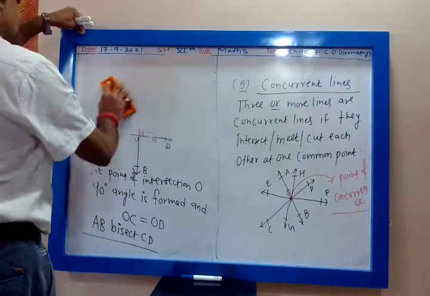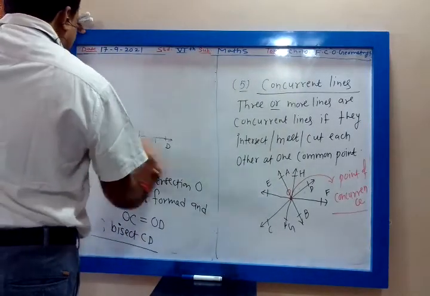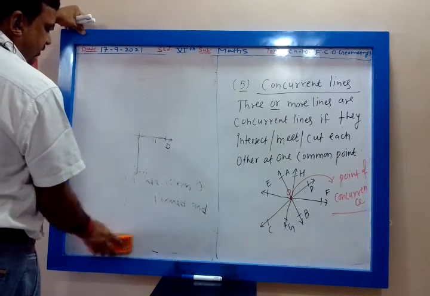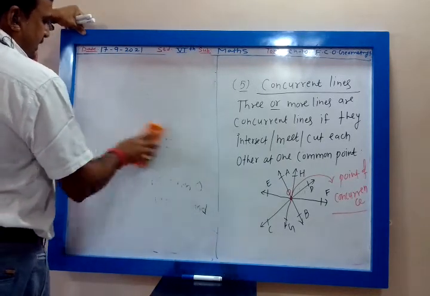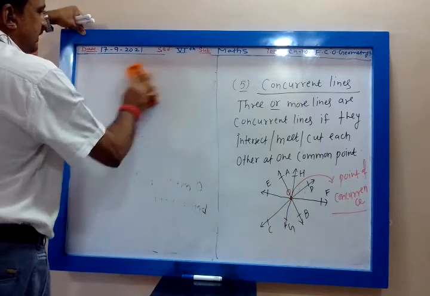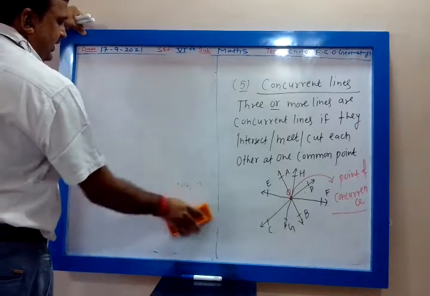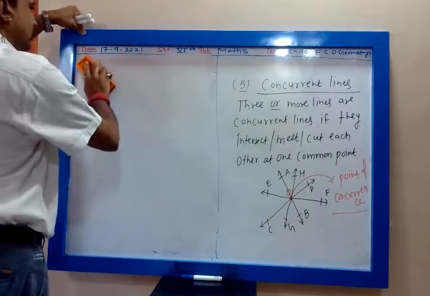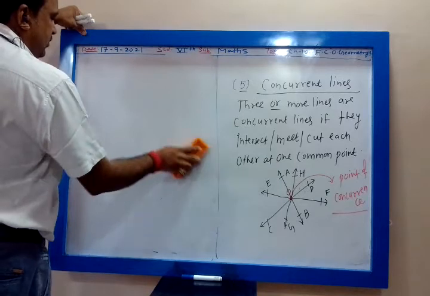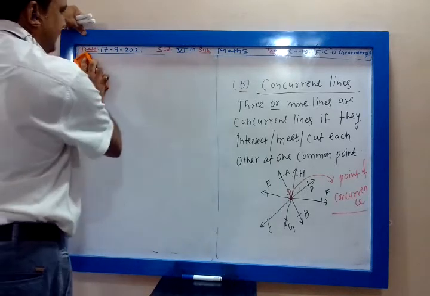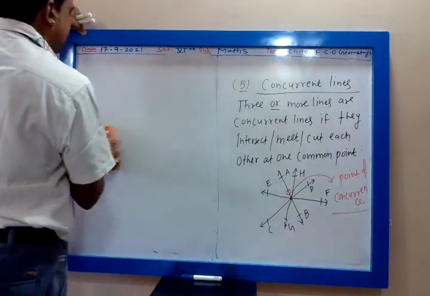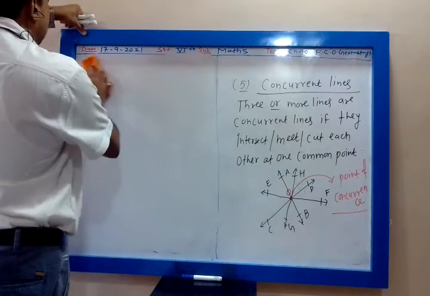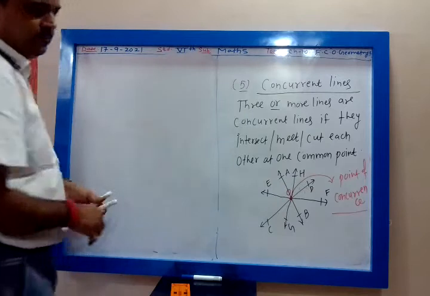Okay, so intersecting line means 2 lines, and for concurrent line we should have 3 or more than 3 lines. If 2 lines are intersecting, O is point of intersection. If 3 or more lines intersect at one common point, they are concurrent lines. For concurrent lines, O will be point of concurrence. Let us see the problem based on this. Parallel line, intersecting line, perpendicular bisector.